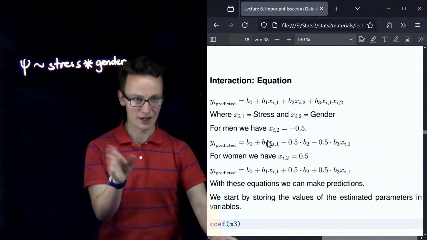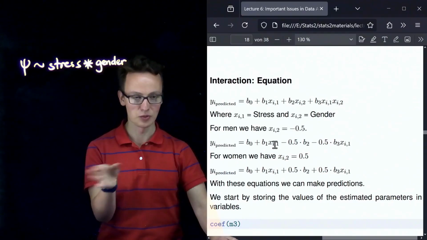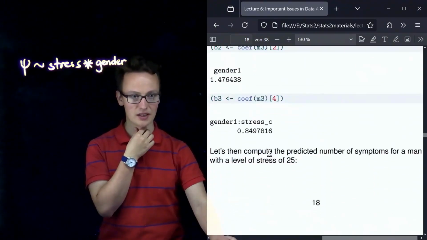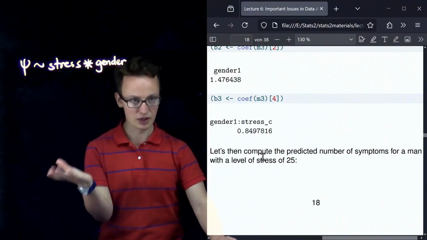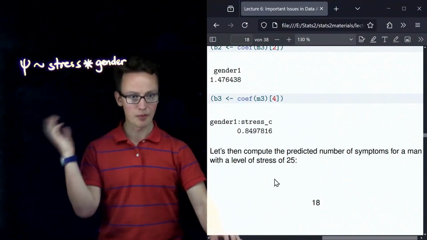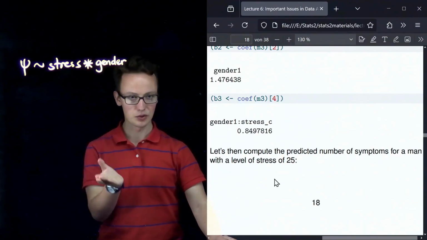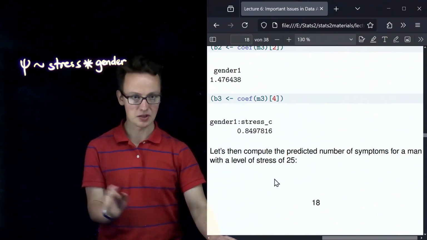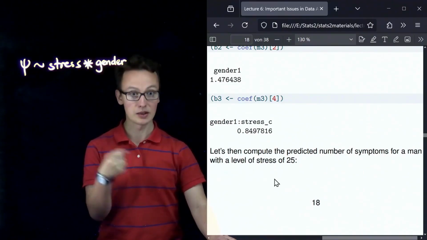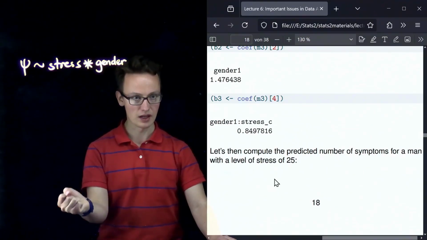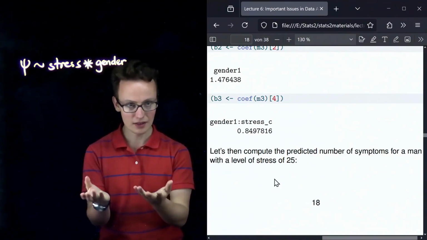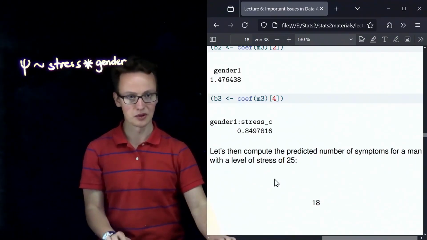So now we basically have all the ingredients that make up our formula, except for the actual values for the two predictors. But these we can put in there now, and we will always get a prediction as a result. So to give you an example, let's say we have a man, that means predictor 2 being minus 0.5, who has a stress level, a measured stress level of 25, meaning value 25 for the first predictor, x1. Now, with this information, we can predict the psychological symptoms score for him, okay?